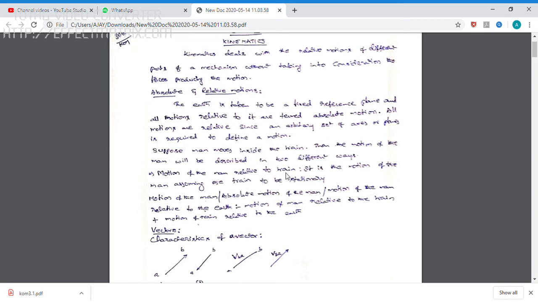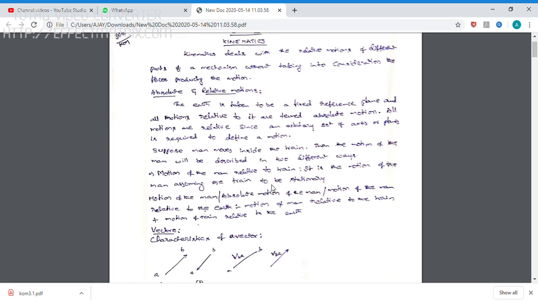Here we will define with respect to the train only. At that time, it is the motion of the man assuming the train to be stationary. Now we assume that the train is in a stationary condition. If you observe, the train is also moving, and the man inside the train is also moving. Now we are defining the velocity of the man with respect to the train.